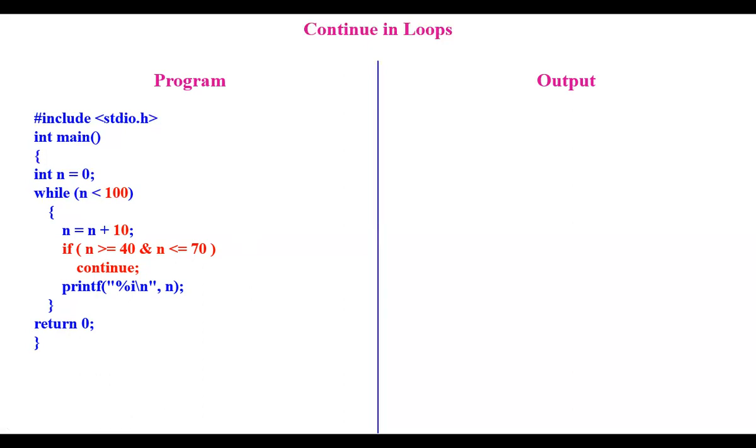Let us compile and execute the program. You get an interesting output: 10, 20, 30, missing 40, 50, 60, 70. 40 to 70 are not there. Except that, all the other 6 values are displayed. Isn't it interesting? Yeah, fine.